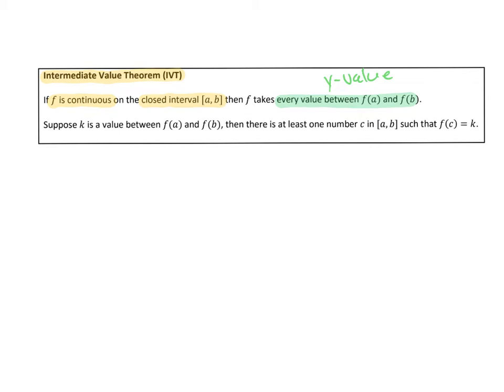Said another way, suppose k is a value between f(a) and f(b). Then there's at least one number, c, in [a, b], such that f(c) equals k. And I want to break this one down as well. So first of all, we're saying that there's some y value between f(a) and f(b). And if that's the case, then there's at least one c, which is an x value, in the interval such that f(c) equals k. And when we state it like that, we're basically using this as an existence theorem.